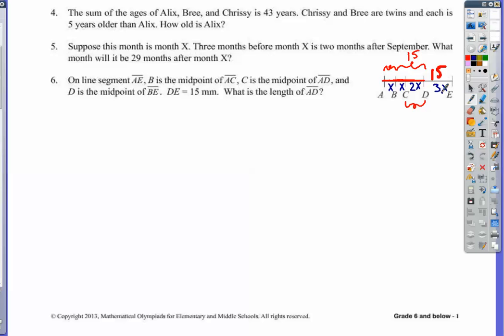Oh, okay. Well, that makes it a whole lot easier. Sorry for the pause there. So that means this unit from here to here is going to be 3 times this initial unit. Okay, well, so that means my initial unit must be 5. So here's 5, here's 5. That means this unit is 10, and this is 15. So then AD is going to have to be 20.